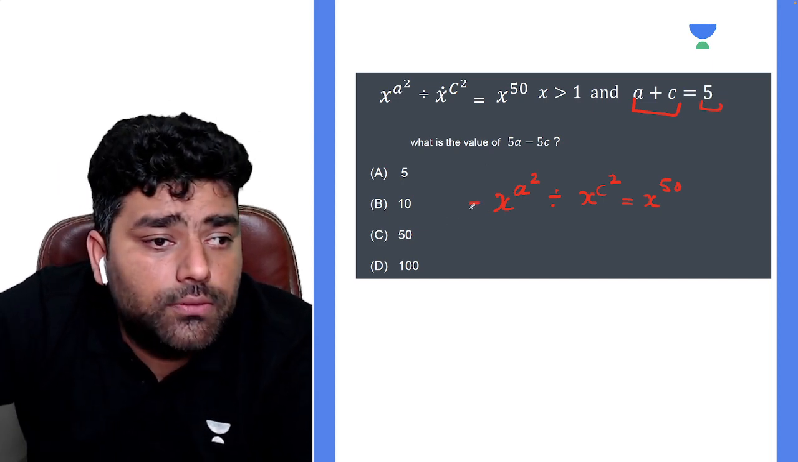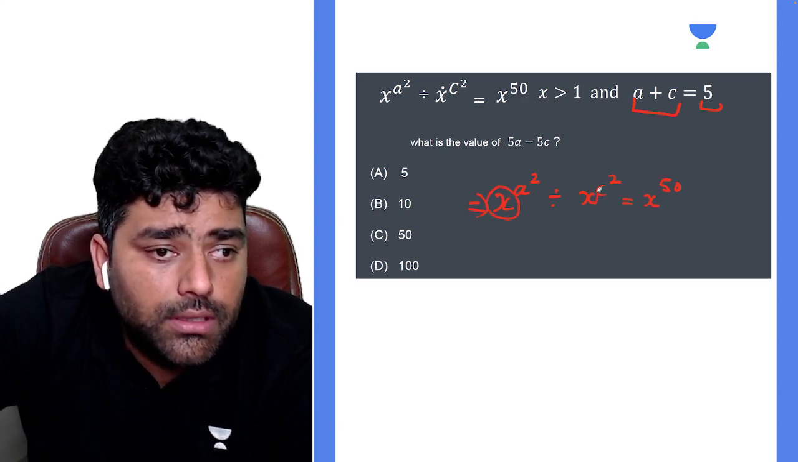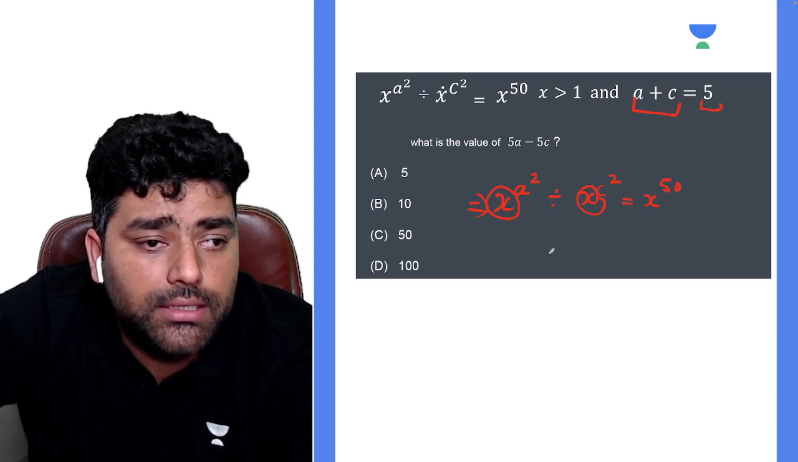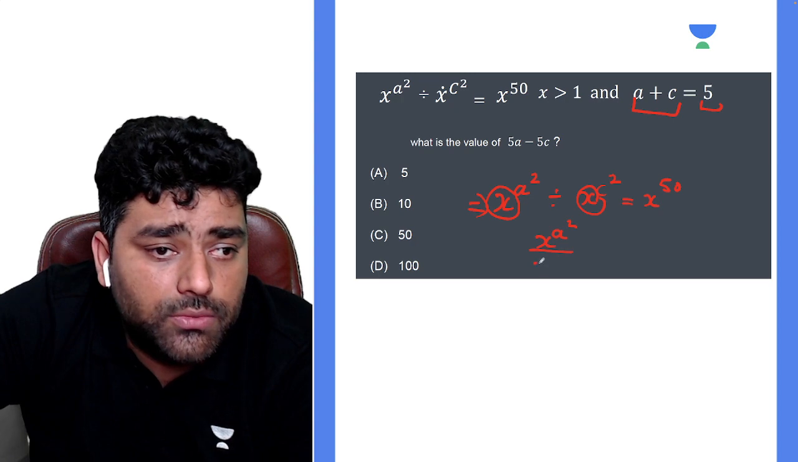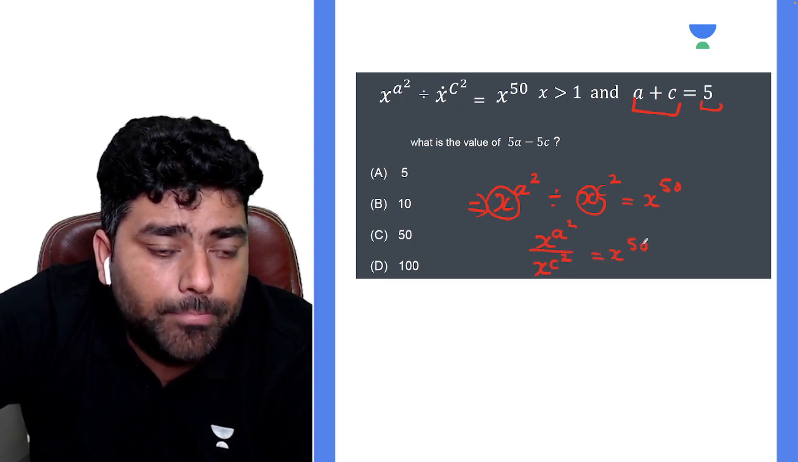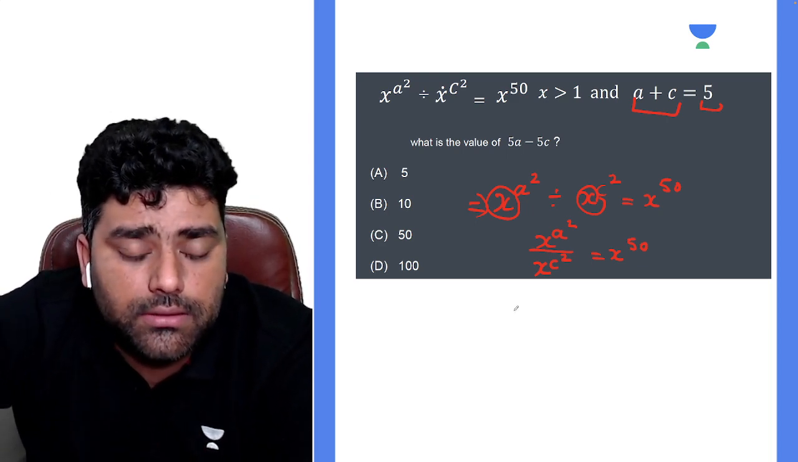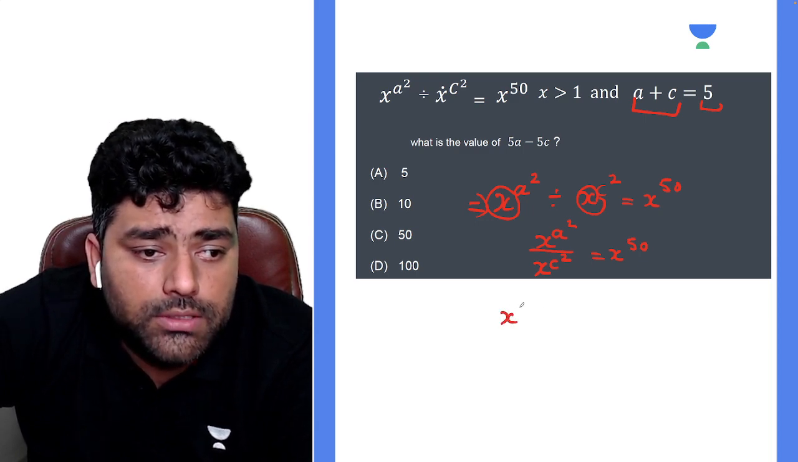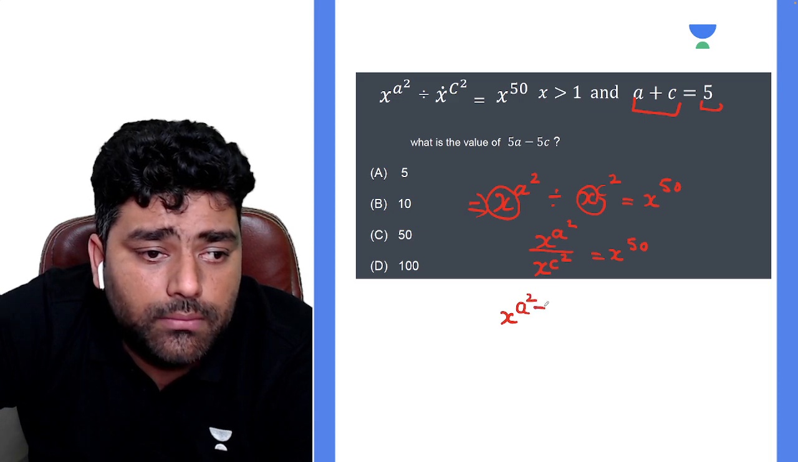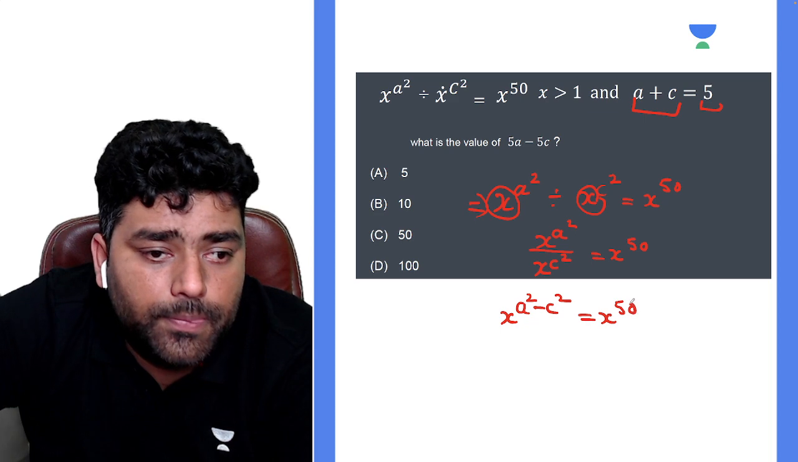Okay, so when you solve this, the base is x here, and here also, and this is in division, right? So what you can write down is x to the power a square over x to the power c square. What is the rule for division of exponents? The powers will be subtracted, so the power is going to be a square minus c square, equal to x to the power 50, right, guys?